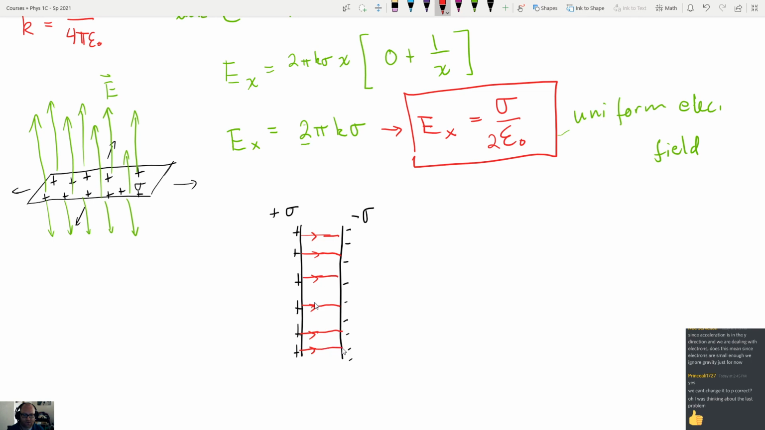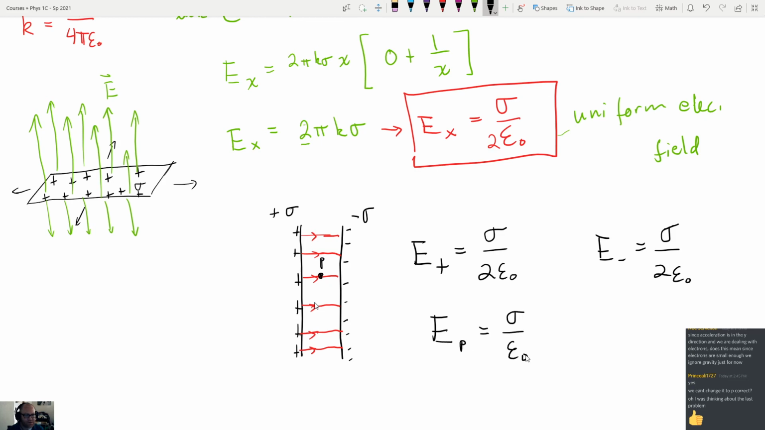Okay. So if I come to some point in between here, like this, point P, at that point, the electric field due to the positive charge is given by sigma over 2 epsilon naught. And the electric field due to the negative charge is also given by sigma over 2 epsilon naught, because it points to the right. Then the total field in between the plates at point P is going to be equal to just sigma over epsilon naught. So this gives us the electric field between parallel plates with opposite charge.